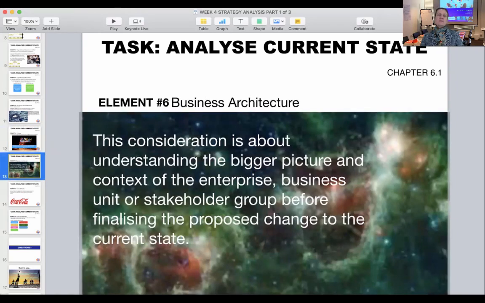Okay, so the sixth element around analyze current state is business architecture. This consideration is about understanding the bigger picture and the context of the enterprise, business unit or stakeholder group before finalizing the proposed change to the current state. So it's important for you to take a bit of a bird's eye view and have a look at the bigger picture and the holistic context where you are planning to make a change.